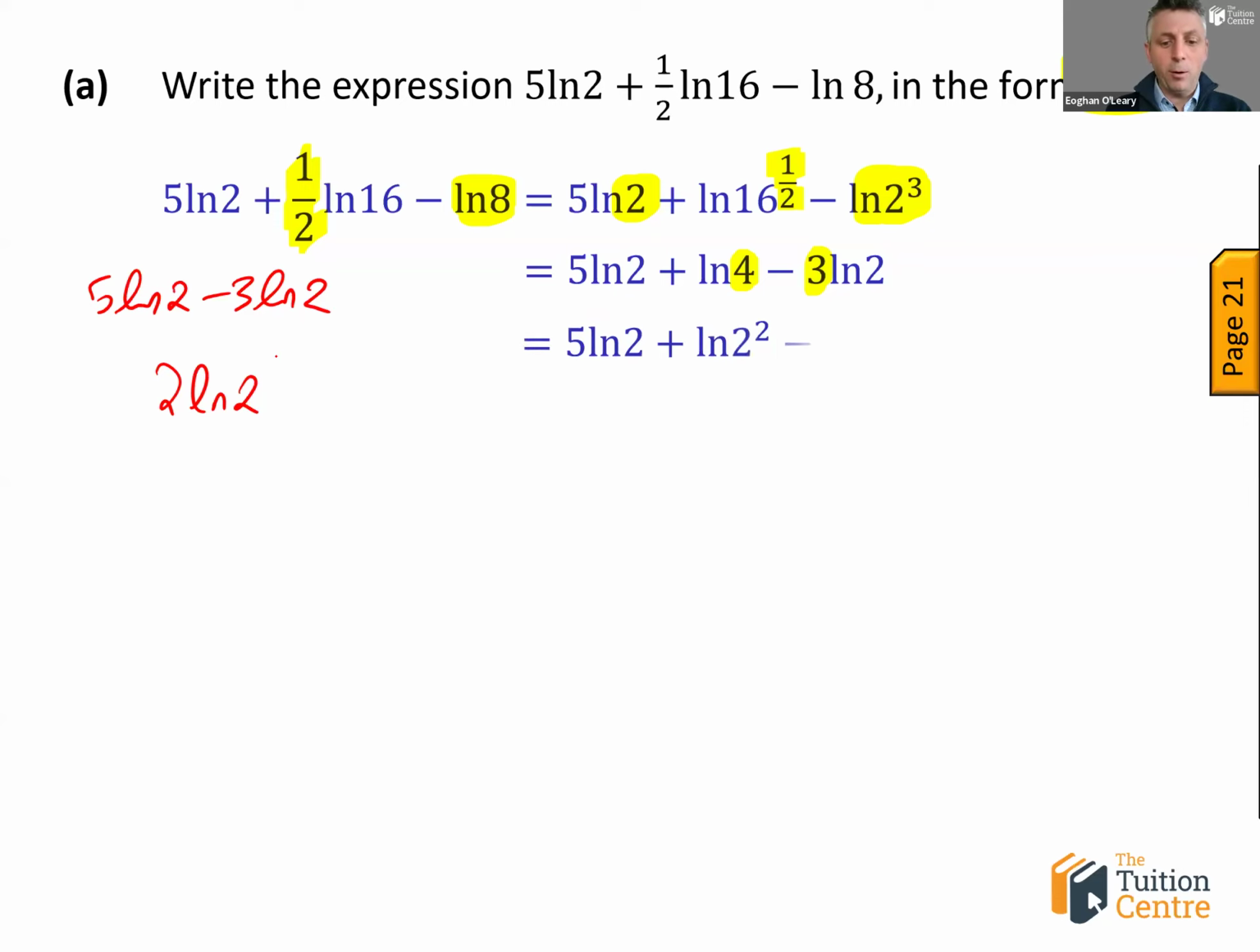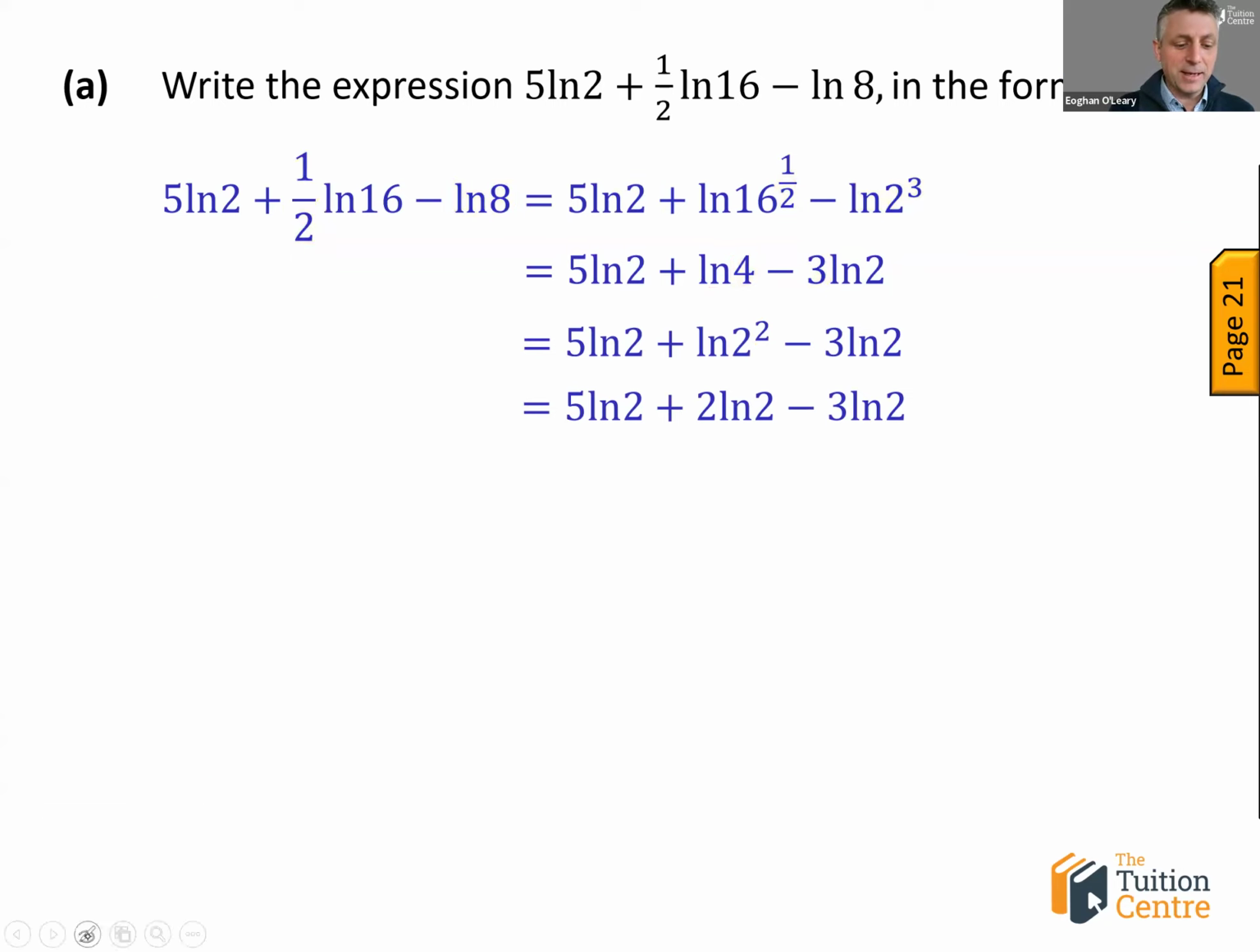So I could do it that way, or I can keep going here and say, well, the ln of 4 is ln of 2 to the power of 2. And again, now I can use my power to the front rule to bring 2 to the front. So I'm going to have 5 times the ln of 2 plus 2 times the ln of 2 minus 3 times the ln of 2. So in fact, now I can get very close to my answer straight away.